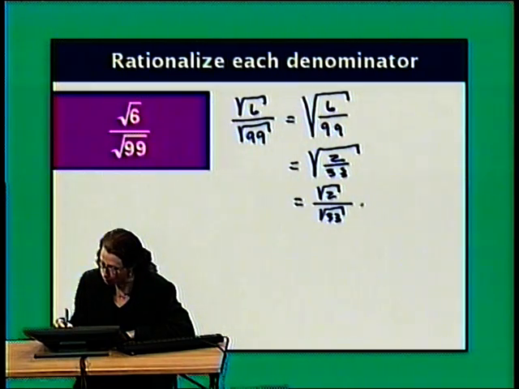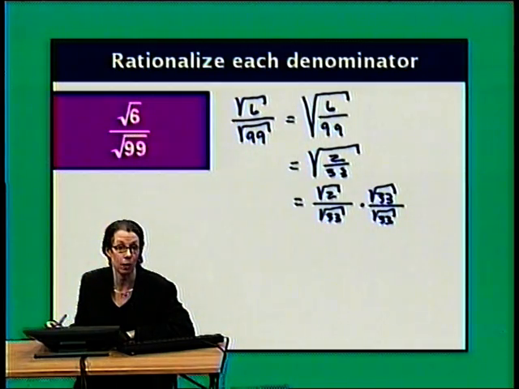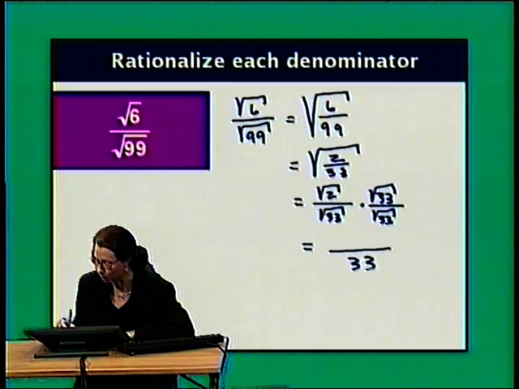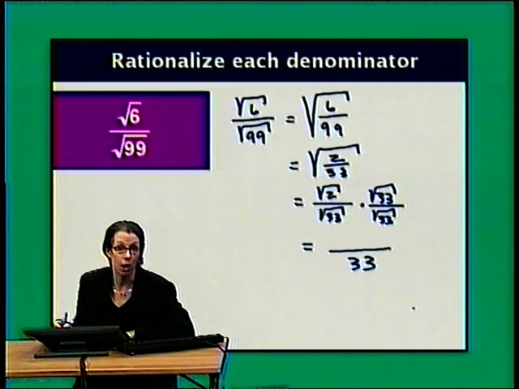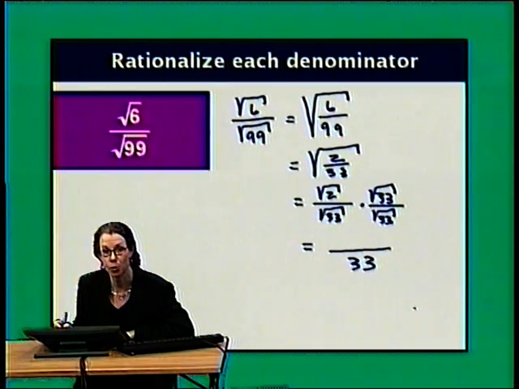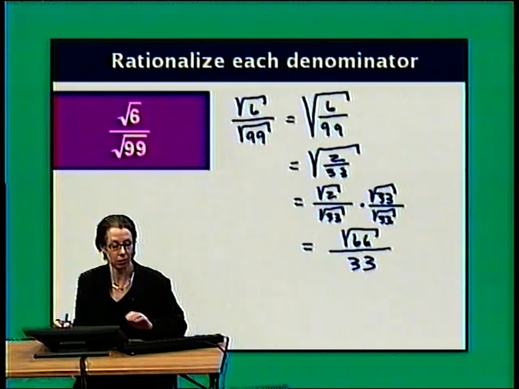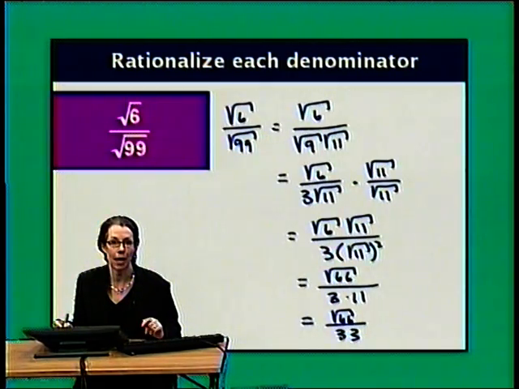Rationalizing the denominator, I can do that by multiplying both the numerator and the denominator by the square root of 33. I did that because root 33 times root 33 is 33. And using the product rule for square roots in the numerator, the square root of 2 times the square root of 33 is the square root of 66. Going back to what I had in the previous way, I got the same thing.